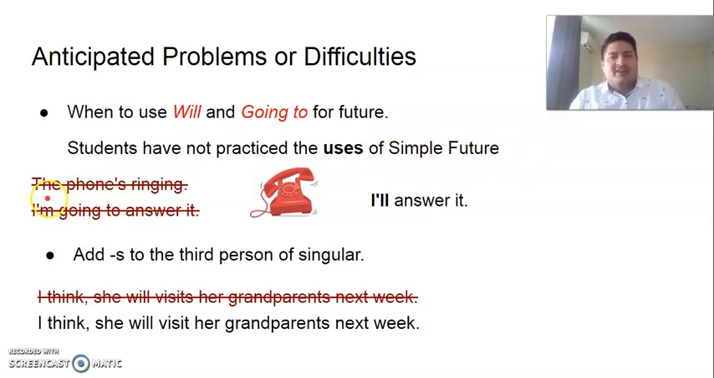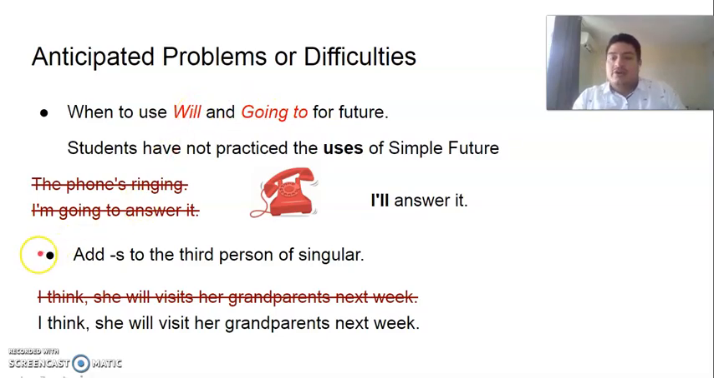Here's an example. The phone is ringing at home, for example, and somebody says, I am going to answer. But in that situation, you have to use I'll answer, because that's like a spontaneous decision. You decide at that moment. So if you don't have enough practice for the uses of simple future, you'll get confused and you will use going to instead of using will.